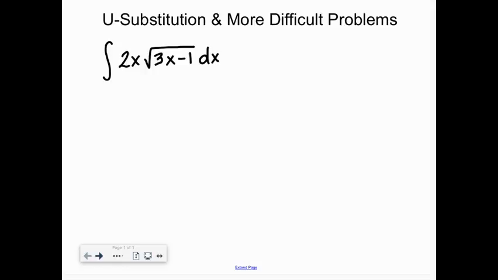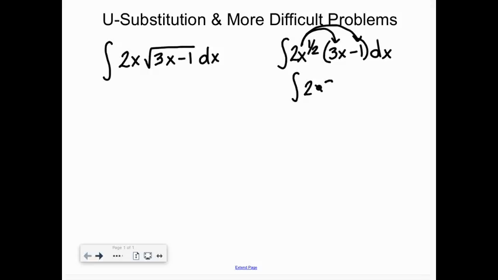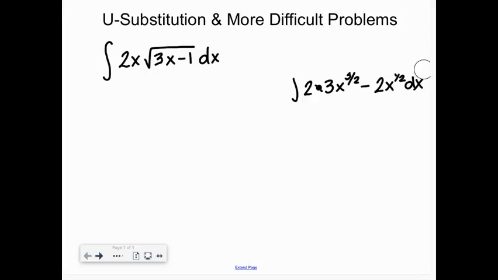Okay, now the first thing I want you to recognize is this is a very different problem than if it was x to the 1/2 times 3x minus 1. This problem, you could actually multiply out, you could FOIL it, and then just use the power rule to find the antiderivative. Unfortunately, because that root is all underneath the square root, we can't do that.